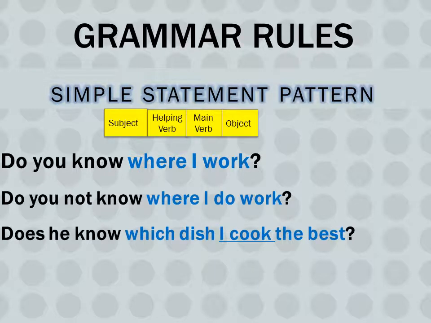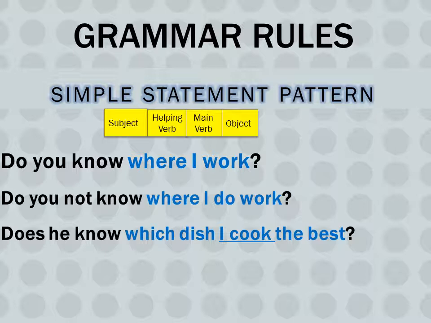This is yet another statement. It has to follow the same rule of simple statement pattern. Does he know which dish I cook the best? We cannot say which dish do I cook the best. Normally people use a sentence like this, which dish do I cook the best, when it is a part of some other statement. As an independent sentence, it is possible, but it is not possible when it falls within a sentence. Does he know which dish I cook the best?